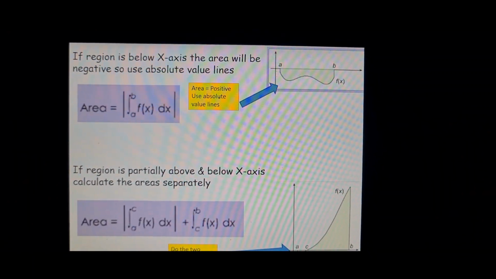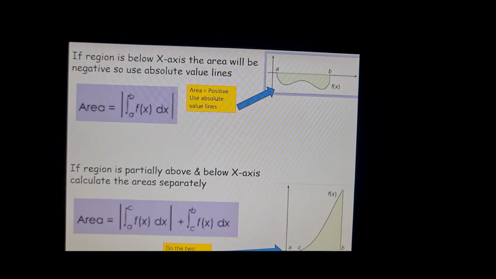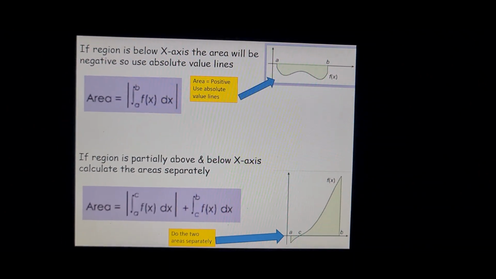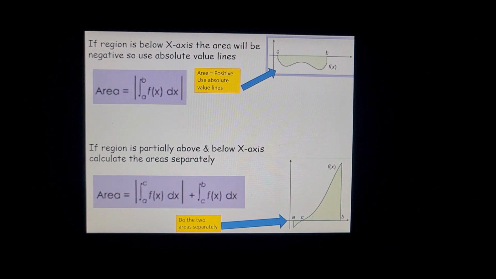So far, you've learned how to get the area under a curve using the integration method. So just a couple of things to note. Area can never be negative. It has to be positive.